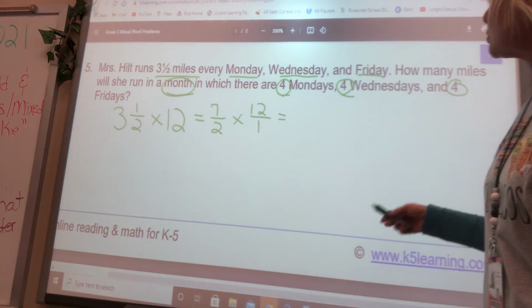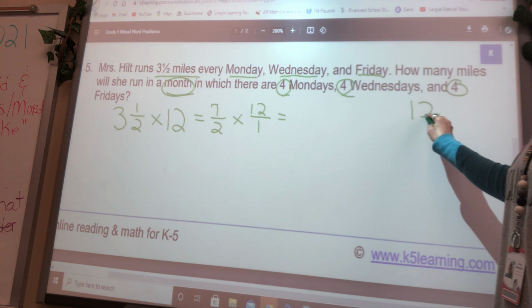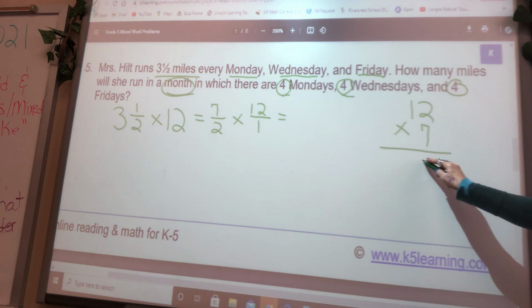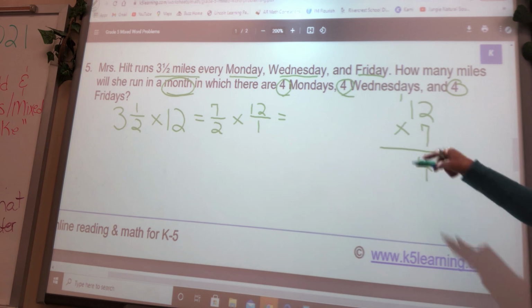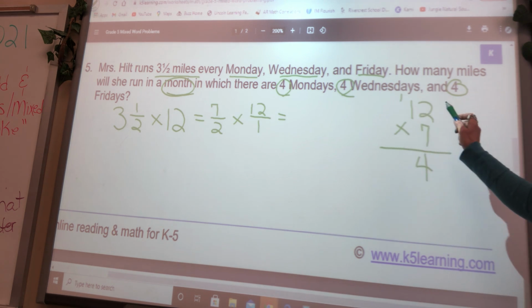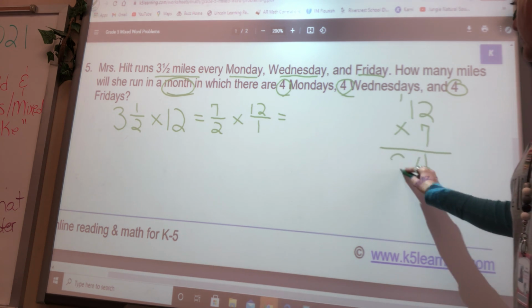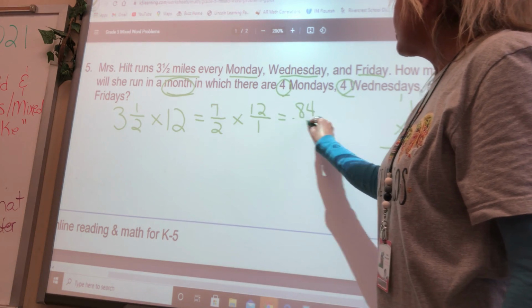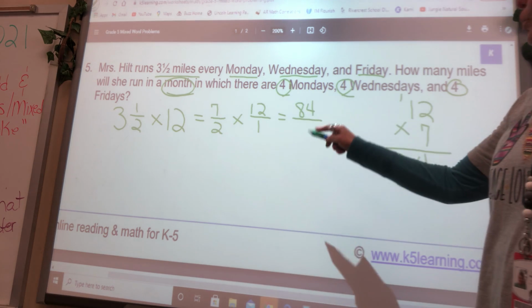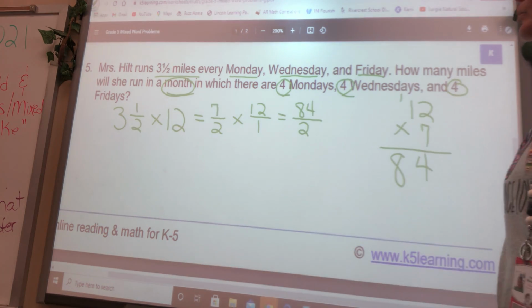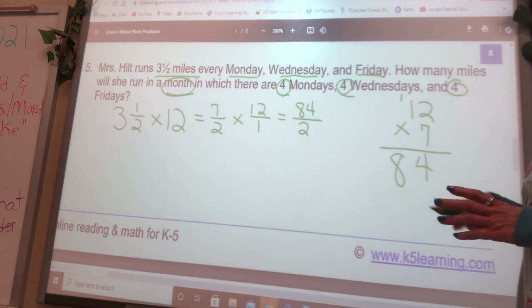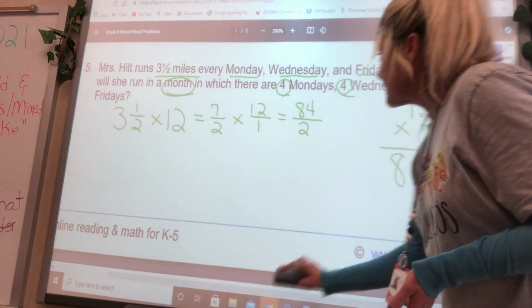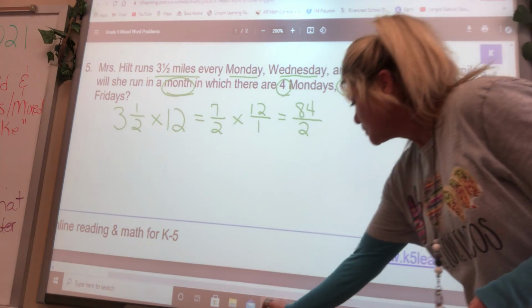So 7 times 12, I would go over to the side somewhere, write that out. 7 times 2 is 14, carry the 1. 7 times 1 is 7, plus the 1 that we carried is 8. So on top we have 84. 2 times 1 is 2. Well, it doesn't make any sense to say she ran 84 halves miles, does it? So we would divide it just like we read from top to bottom.